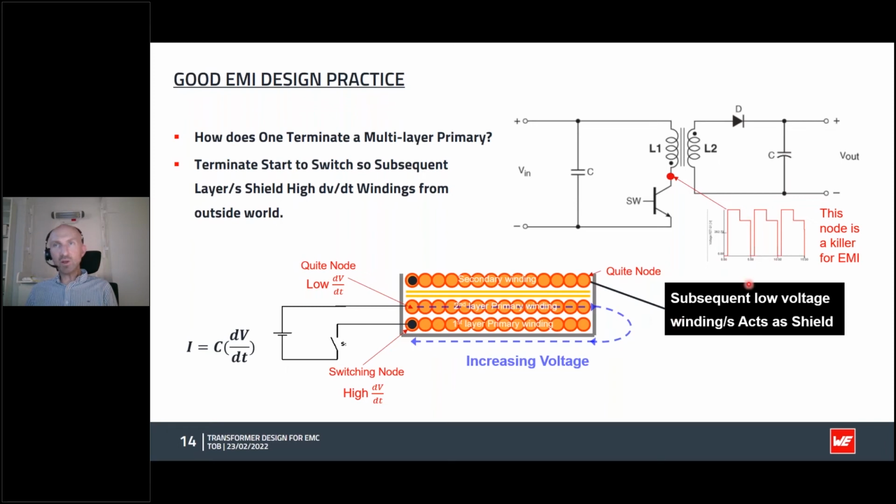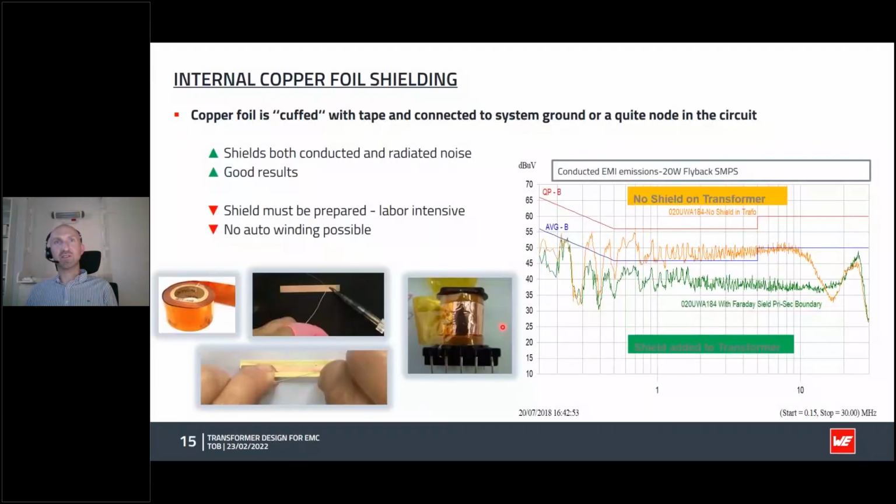But anywhere where we have more than one layer, then we should always keep this noisy node away from this barrier. Also, because this noisy node is the very first winding, these lower voltage windings, the secondary, and if we have any low voltage AUX, will act like a kind of shield as well, and shield this noisy node from the outside world, which will help a little bit with radiated emissions. So it nearly always makes sense to start the primary winding as the very first winding.